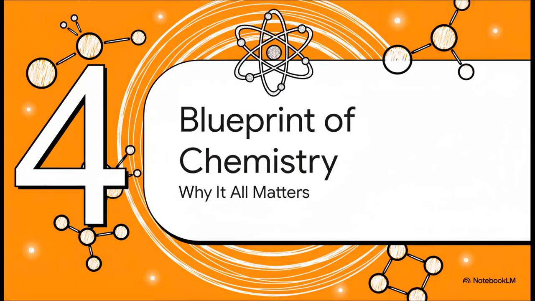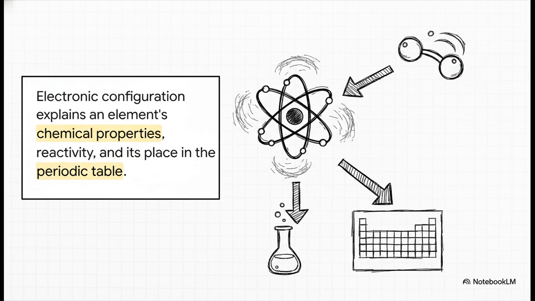So we have the particles, we have the energy levels, and now we have the rulebook for how electrons fill them. But why? Why does any of this matter? Because what we've been talking about isn't just some abstract physics puzzle. This is the blueprint for all of chemistry. That quantum rulebook we just walked through literally determines everything about an element. How it's going to react, what kind of bonds it will form, whether it's a solid, a liquid, a gas. Its entire chemical personality is written right there in the arrangement of its electrons.